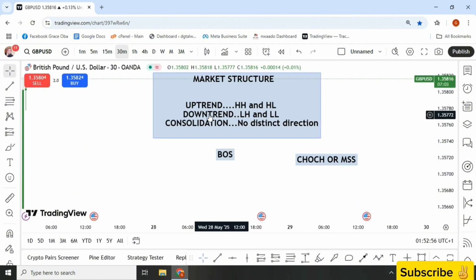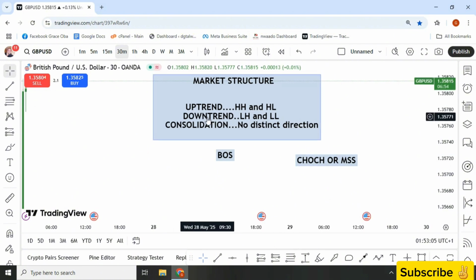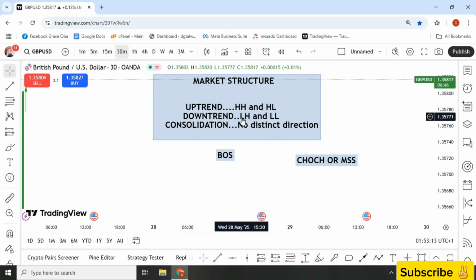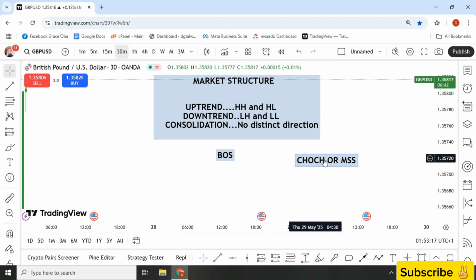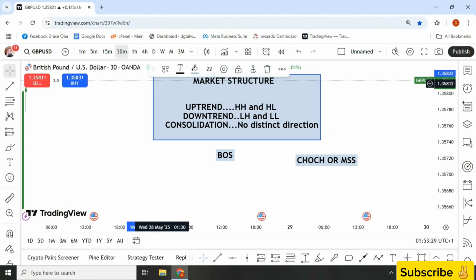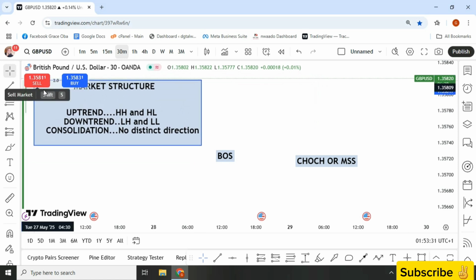Now for a downtrend again, whenever the market price breaks a lower low, there's a break of structure, right? And whenever it breaks a lower high, we have what is called the change of character, or the market structure shift. Without wasting much time, let me illustrate this, then we'll go to the chart and see them.